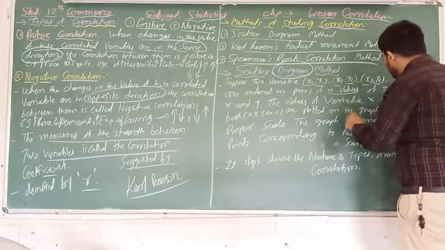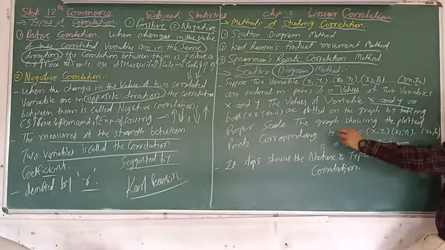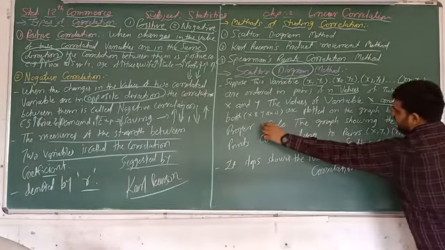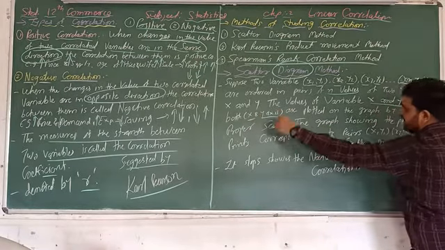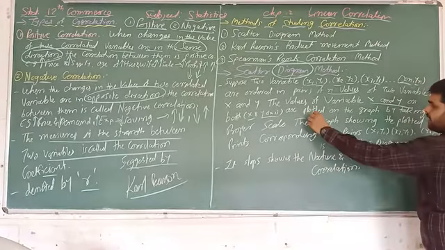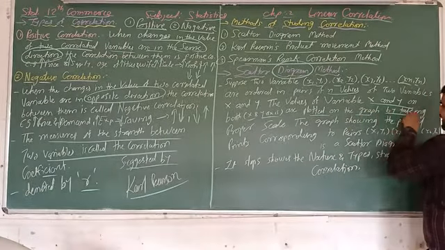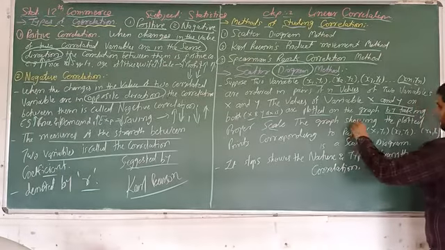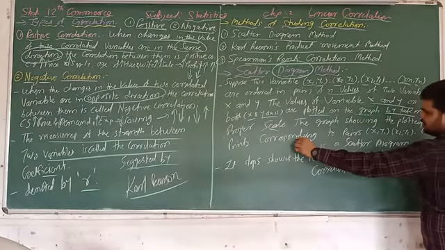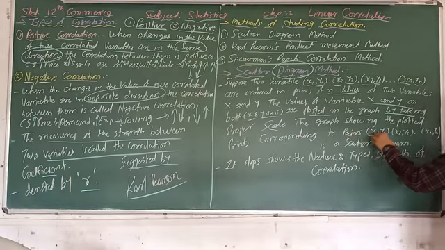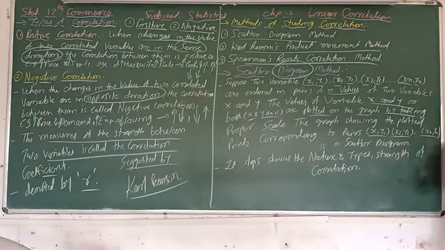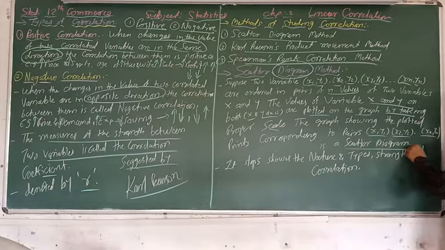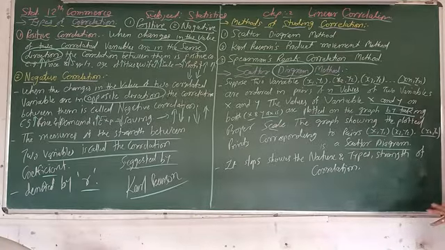The values of variables x and y, where x is on the x axis and y is on the y axis, are plotted on the graph by taking an appropriate scale. The graph showing the plotted points corresponding to pairs x1 y1, x2 y2 up to xn yn is the scatter diagram. Okay, so simple.